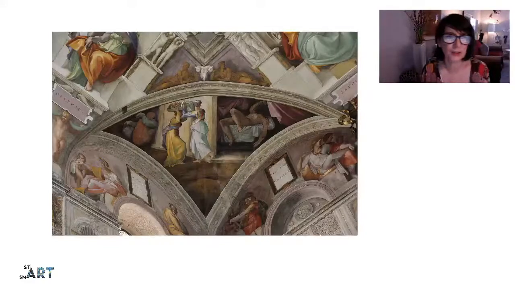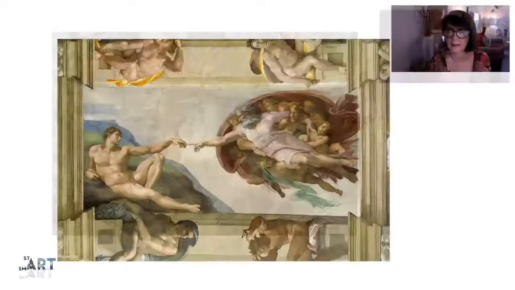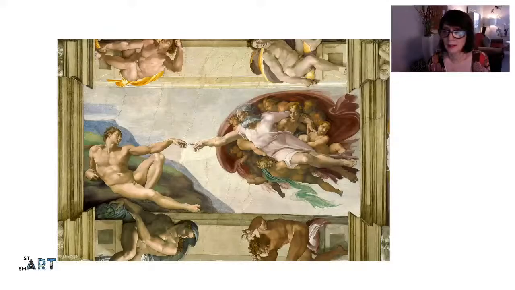So let's look at the creation of Adam, because it truly is. I mean, it is so talked about. It is so, I don't think there's anybody that doesn't know this piece and how extraordinary it is.